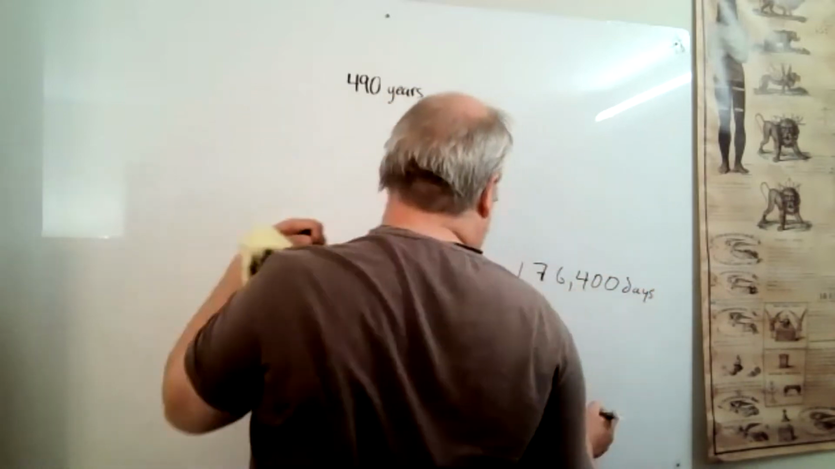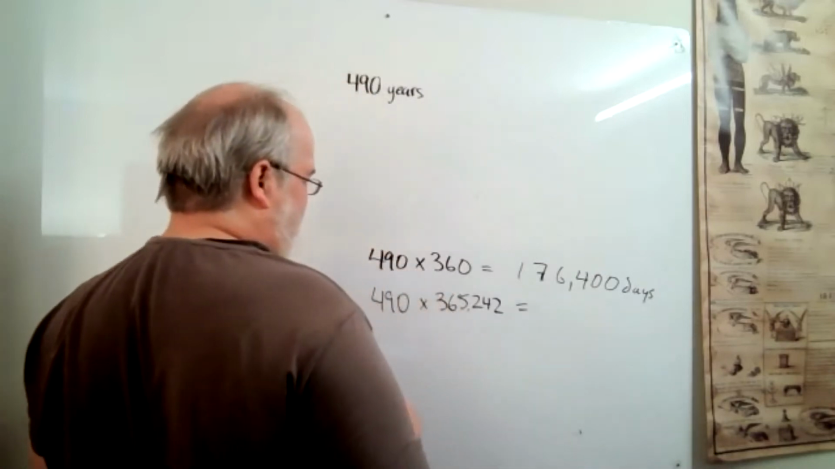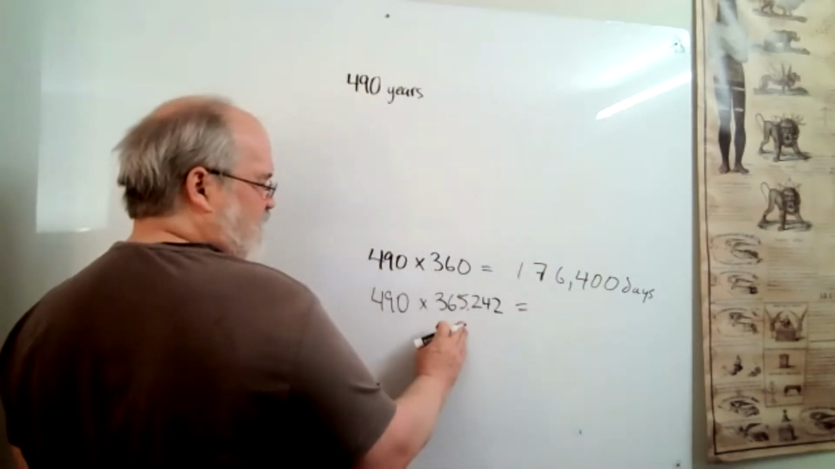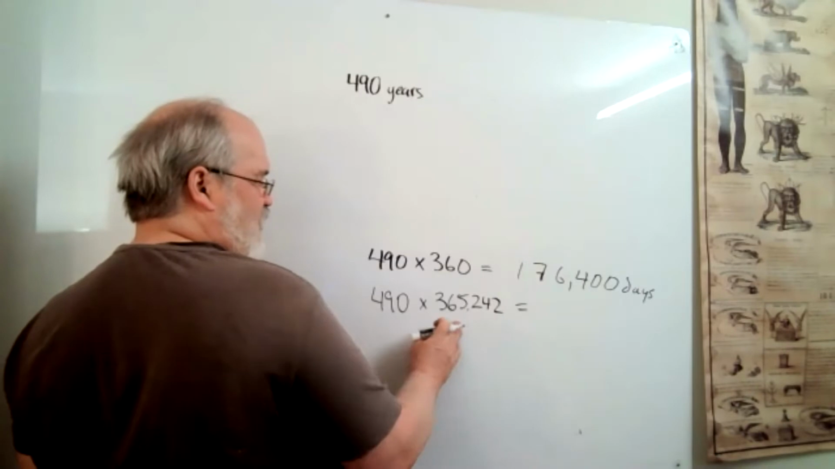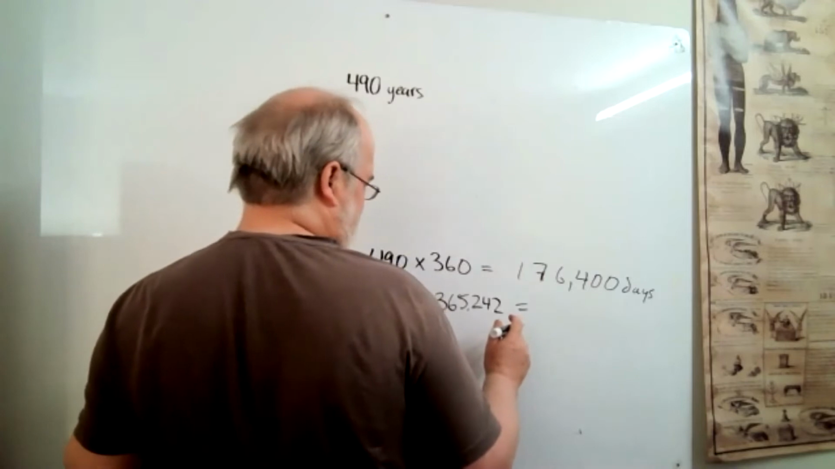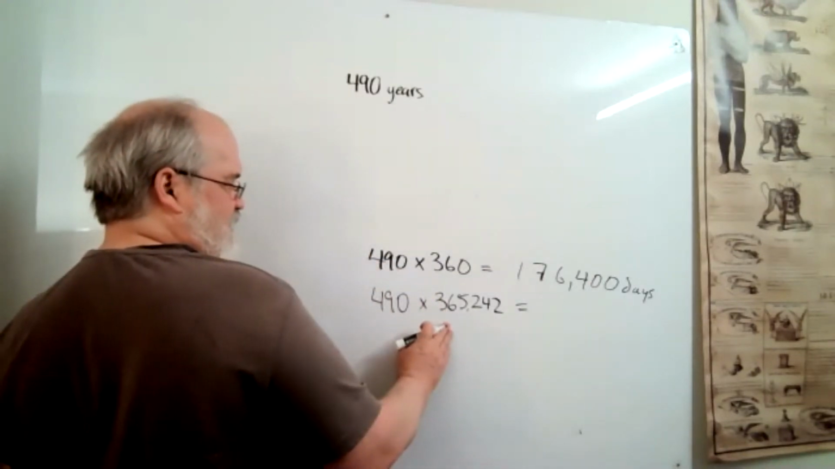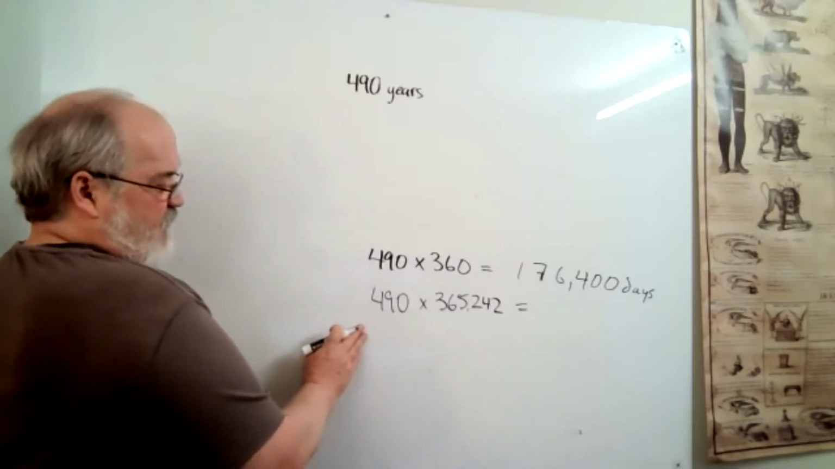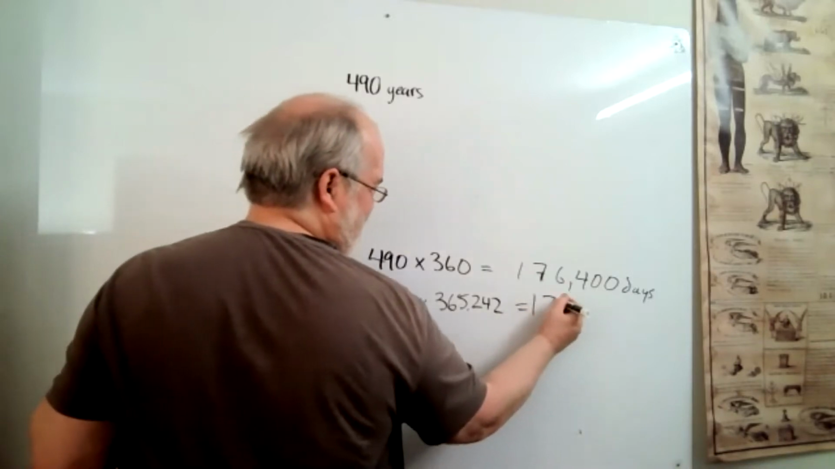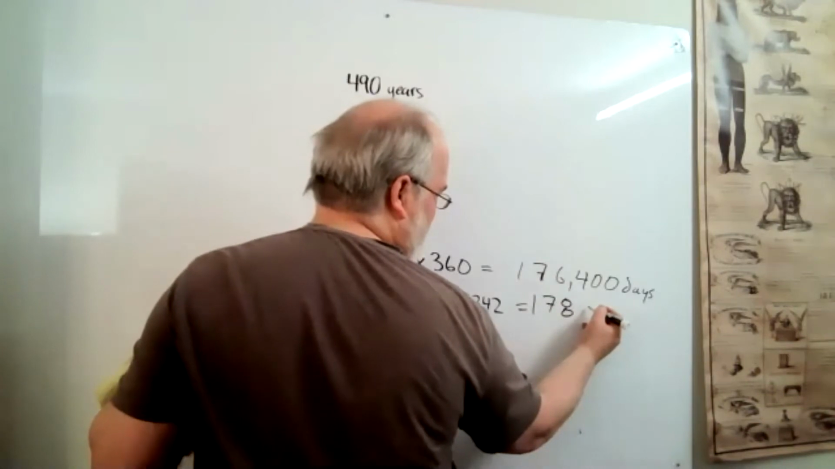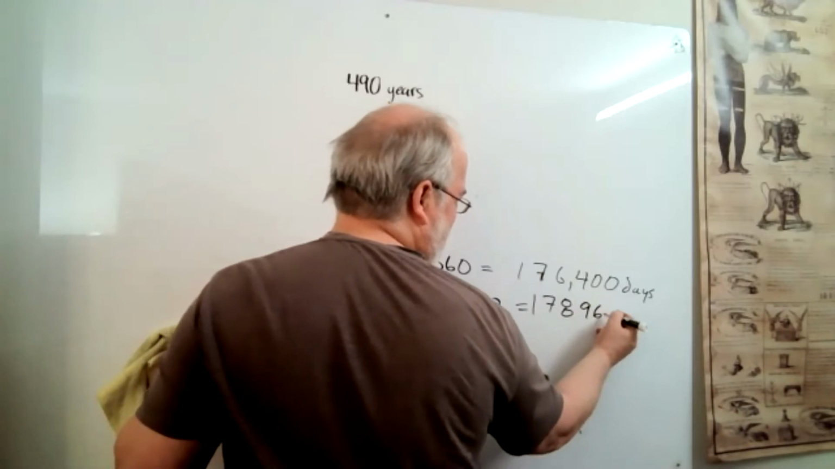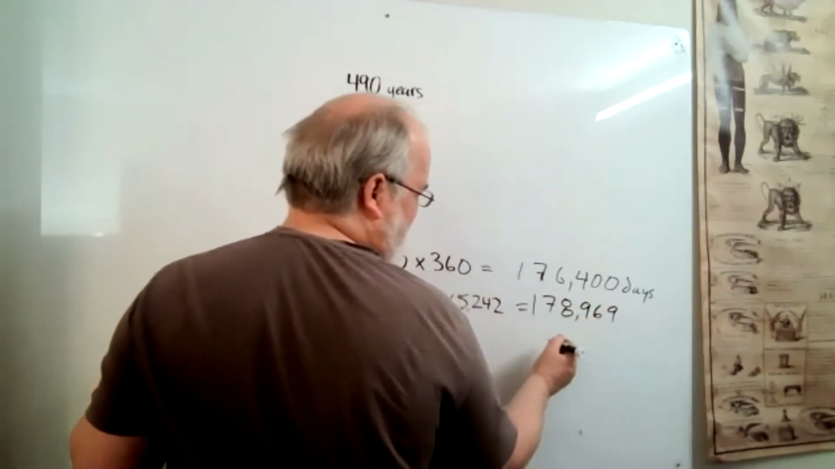Okay. And if I multiply it by 365.242, I'm not going to get an exact number. I'm going to have a decimal. That's how long a year is. I can't even see what you're doing on the board. I think it's 178,968,580. So it ends up becoming this number if you round it up.